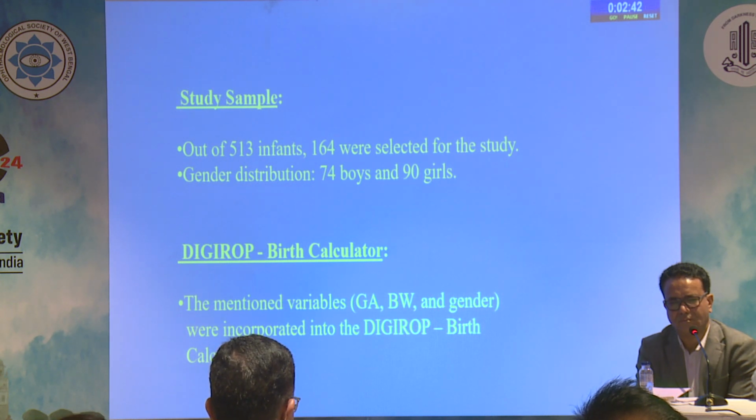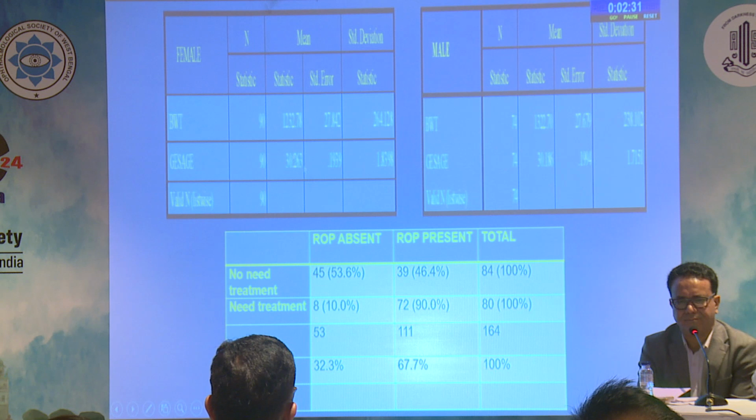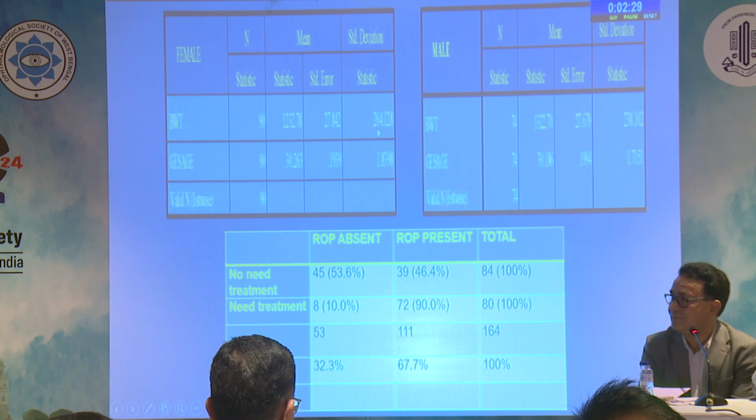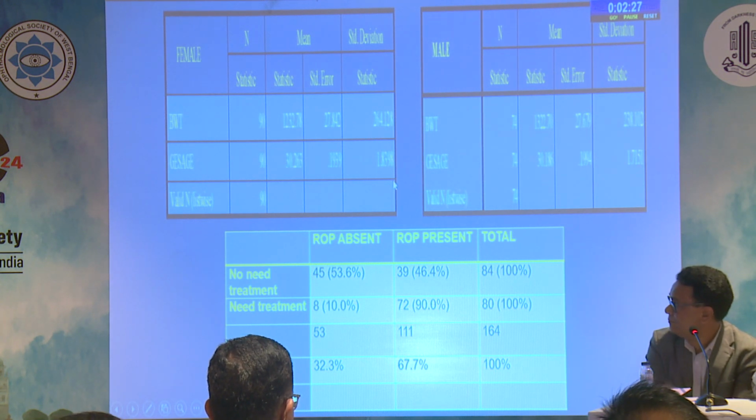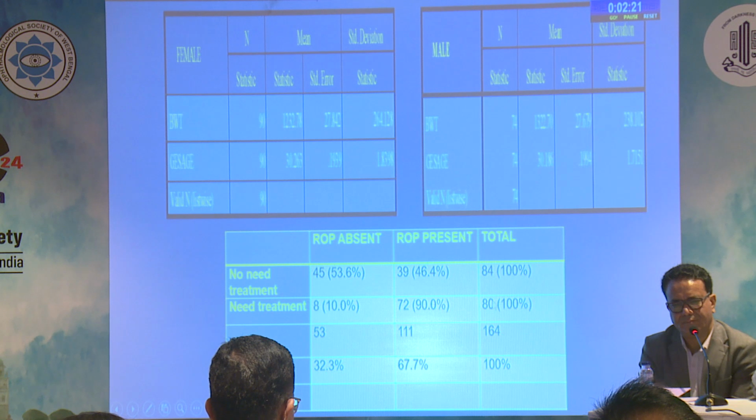This DigiRop birth calculator incorporates gestational age, birth weight, and gender. These are the tables which show the birth weight and the gestational age. Sorry, the clarity is not very good. The standard deviation is 2641 here, and it's 1.83 for gestational age. 84 were among the ROP babies who didn't need treatment, and those who needed treatment were 80.